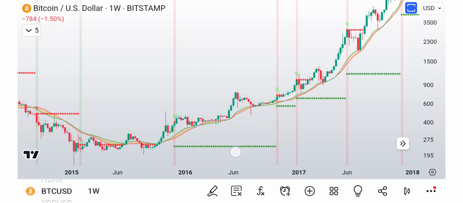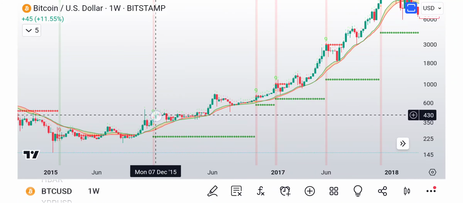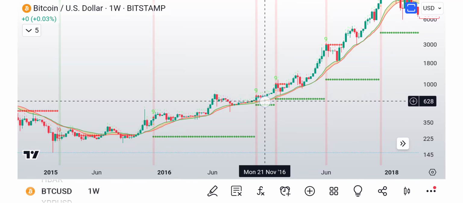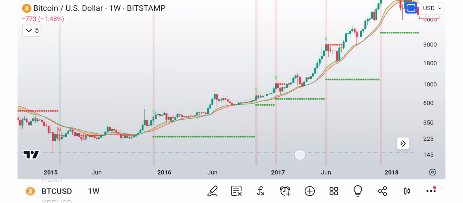But then look on the way up here. Look how many 9 sells you had. 9 sell, pullback. 9 sell, pullback. 9 sell, pullback. Look at that.